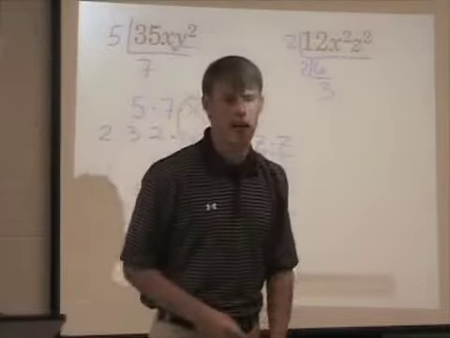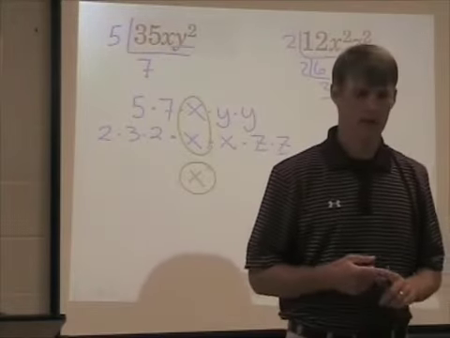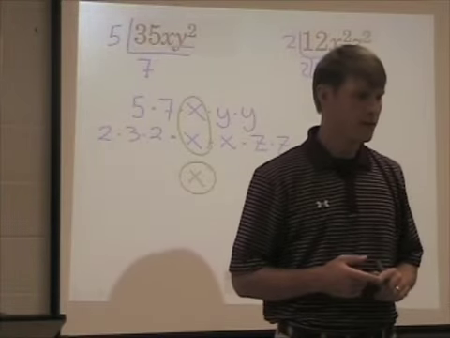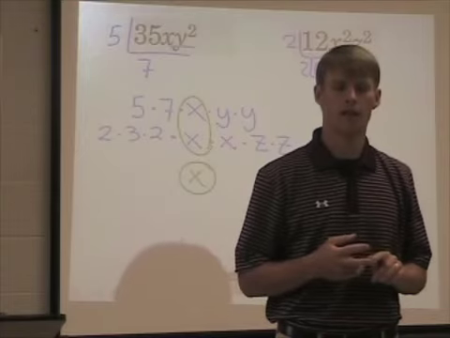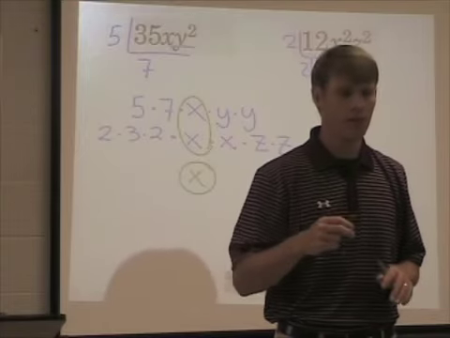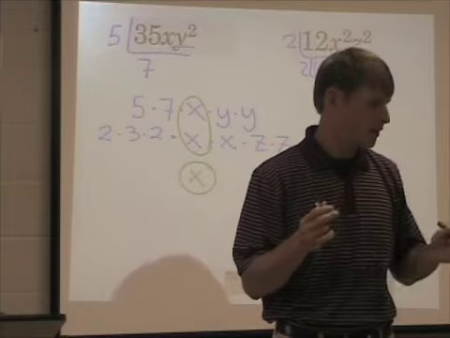Alright, so today you learned how to find the GCF, the greatest common factor. The way we did that was we factored our 2 numbers, and we circled the factors that shared, and we multiplied them together.